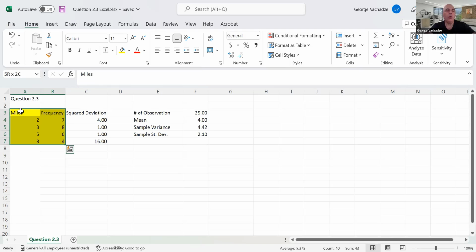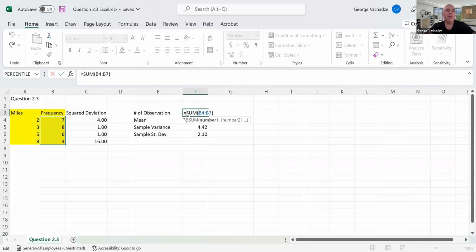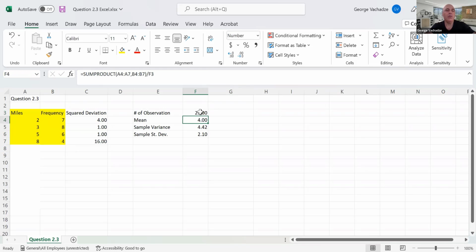And we would like to know what's the mean distance from home to work, what's the sample variance, and what's the standard deviation. So in order to find out those quantities, the first useful step would be to determine how many observations we have in the sample. So what we do is we create a function, we sum up all the frequencies, and we select the frequency series, and we get 25. So there are 25 people participating in the sample.